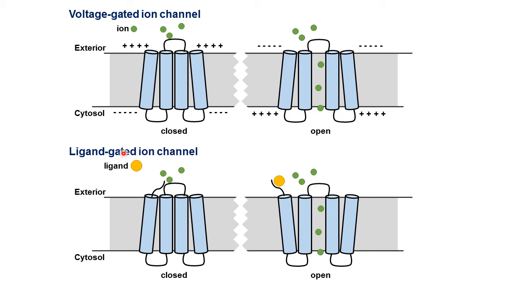The second type of ion channel is the ligand-gated ion channel. And so here, in the absence of ligand, the ion channel is closed, but when the ligand, the small molecule ligand, binds to the ion channel, the channel is opened and the ions can move through the channel by free diffusion. And so these types of ion channels can act as receptors, either of electrical signals or of small molecules, and they're really important for the function and signaling in the nervous system.